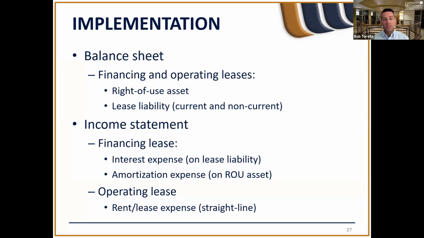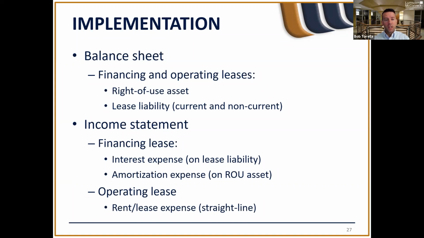Now, in the income statement, this is where you'll see the difference between your financing lease and your operating leases. For financing leases, you'll have to show your interest expense on the lease liability, as well as the amortization expense on the right of use asset separately as part of your expenses. Now, your operating lease, this is where you'll just see the one line, whether you call it rent or lease expense, and this is presented on a straight line basis, the overall lease expense over the term.